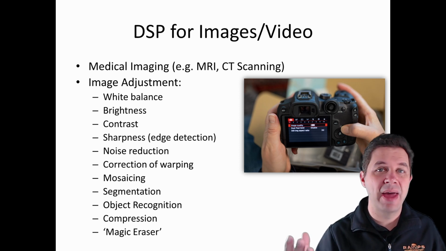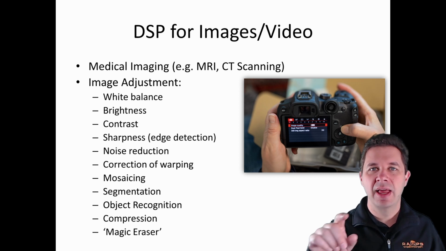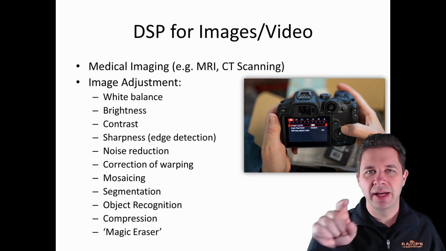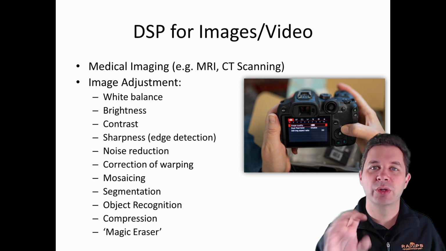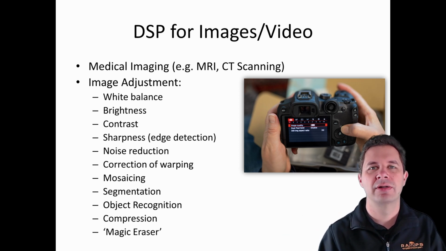One thing that came out in 2022 was these magic erase functions for Pixel phones and iPhones, where you can highlight areas of a photo you want to erase, and it basically takes people out that are photobombing your photos. All of these things are applications of DSP.